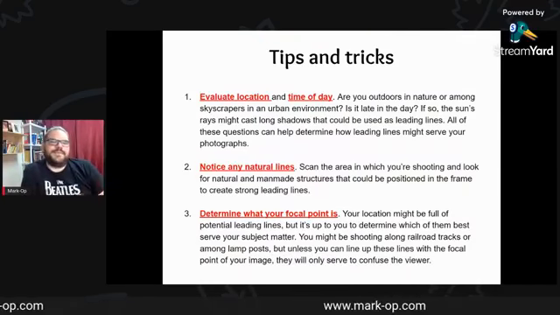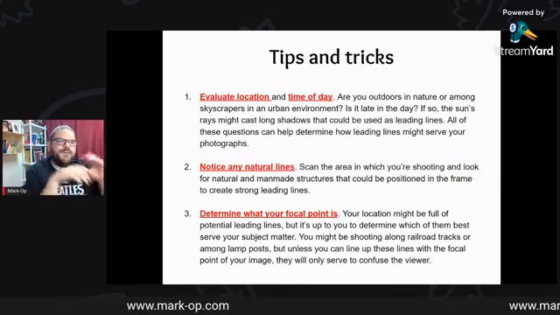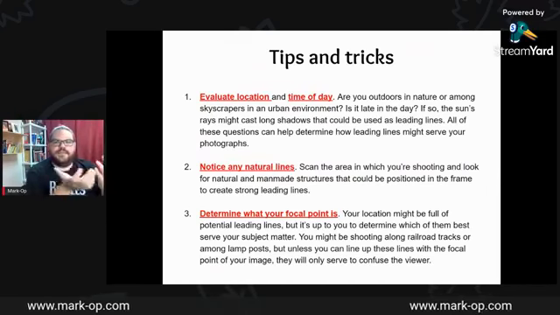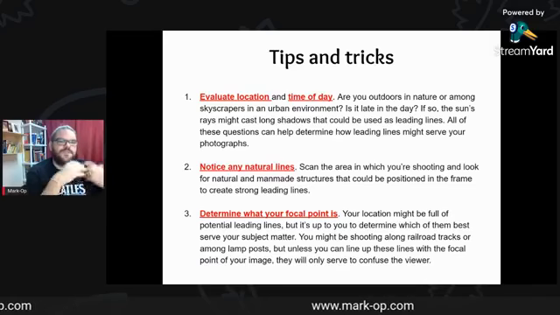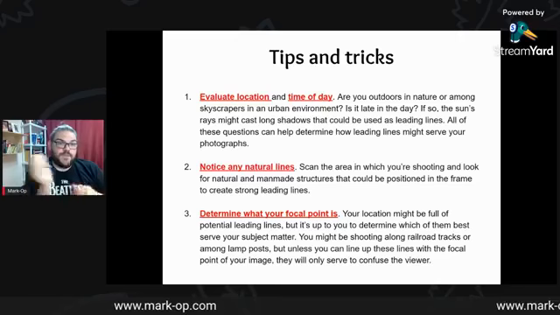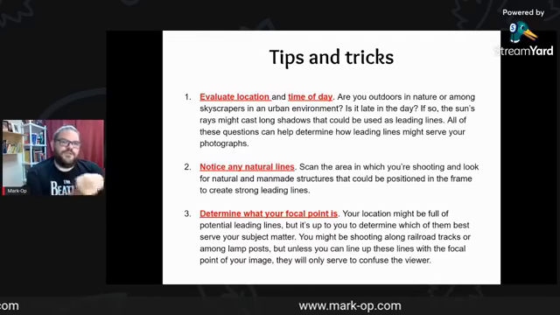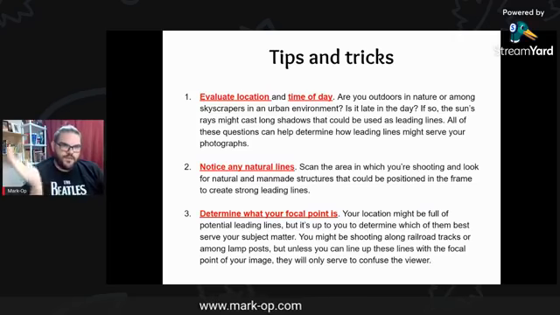You have to basically, once you get to where you want to take your photos, evaluate the location. Do you see lines? Do you see reflections? Do you see space? We're all going to look at these different subjects within the next few weeks. But the first thing you have to learn to do is evaluate your location.